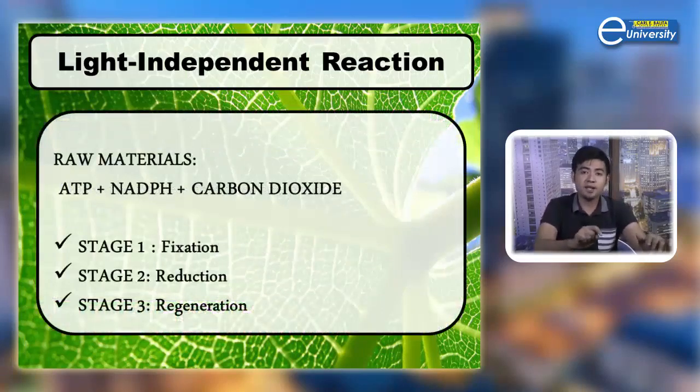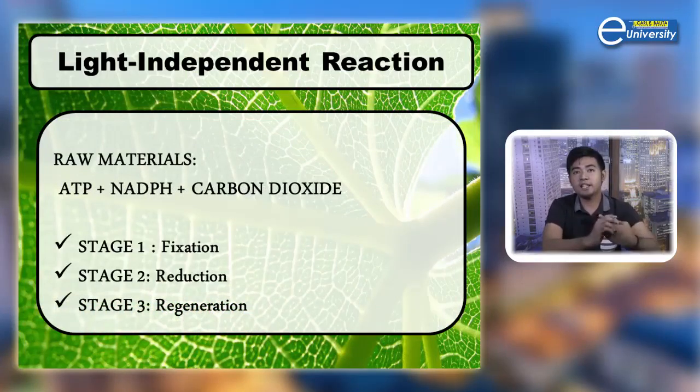So again, the products of the light-dependent reaction are the ATP and the NADPH molecules, which are further added to the carbon dioxide, which is derived from the environment through the help of the pores under the leaf, called the stomata. So again, the raw materials are the ATP, the NADPH, and the carbon dioxide. Light-independent reaction is composed of three main stages. We have the carbon dioxide fixation, the reduction, and the regeneration.